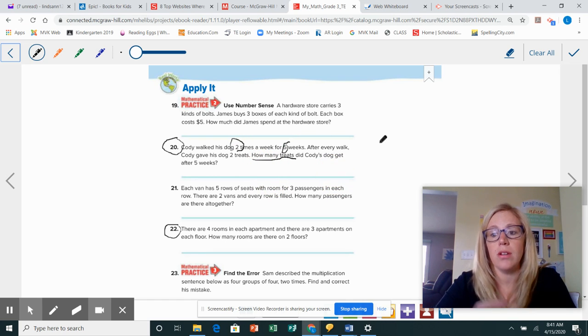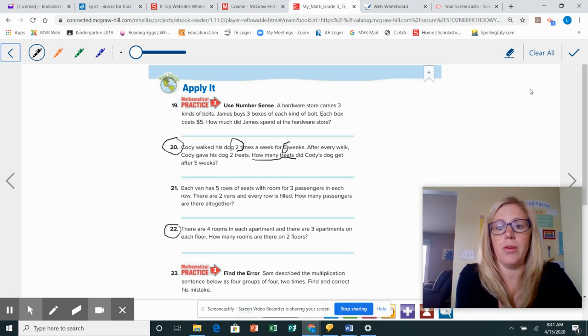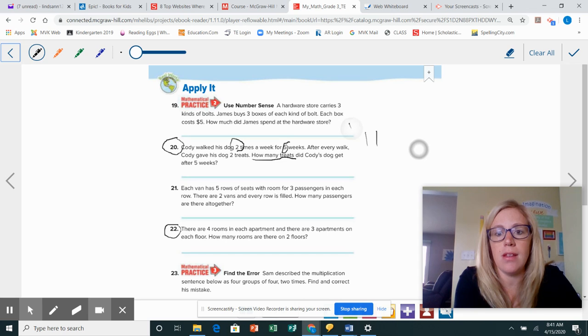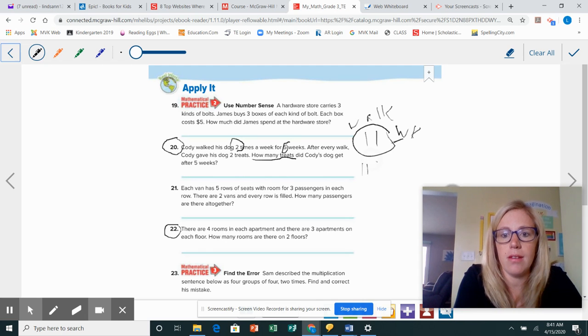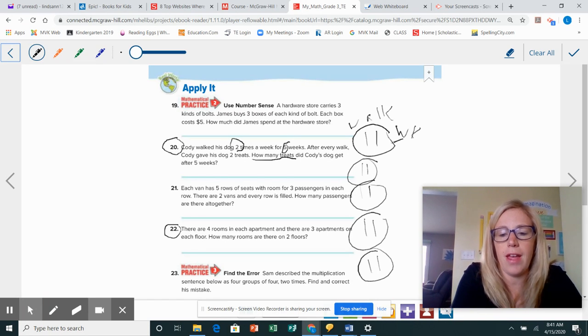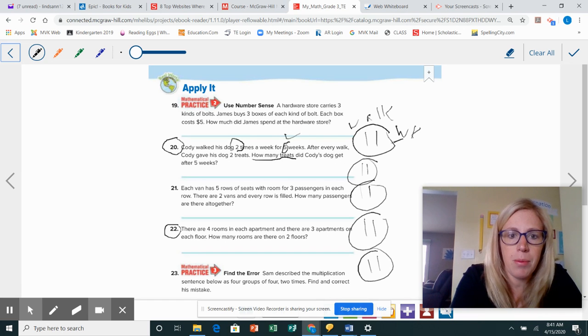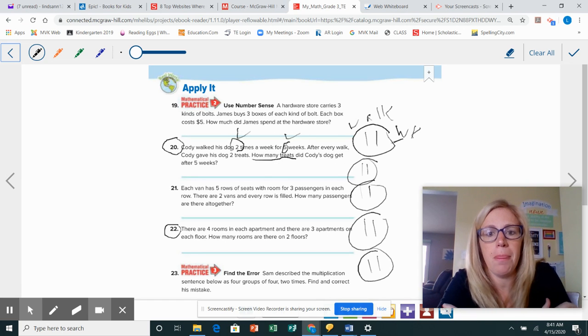So I want to represent that. So this is the walks. He did 2 times. So that's going to stand for the walk. Okay. And he did it 2 times. And this is 1 week. Okay. So that whole thing is a week. So he did 5 times. Okay. 2 times a week for 5 weeks. 1, 2, 3, 4, 5 weeks. Okay, I represented that. Good.